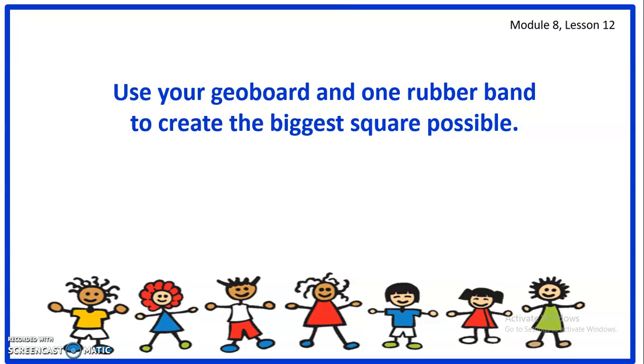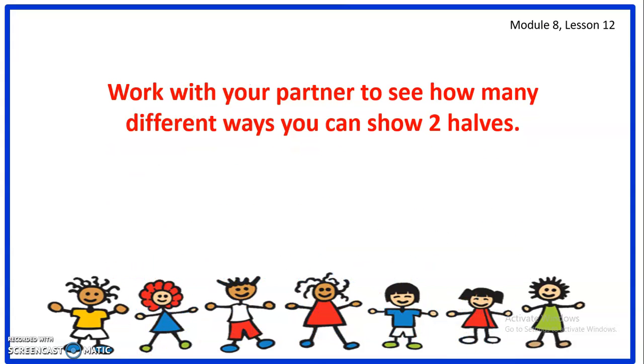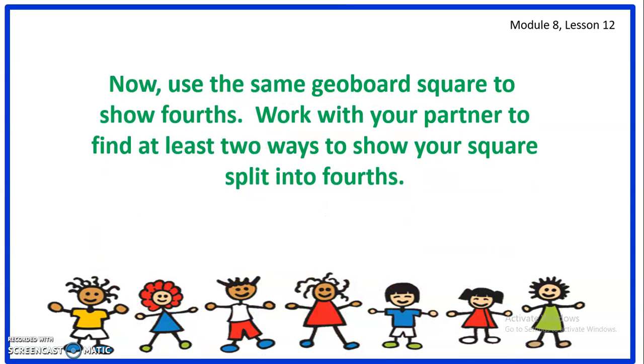Now using your geoboard, use bands to create squares. Meaning you can do this in class using a pencil also to create squares, big ones and small ones. After drawing your squares, you divide these different squares into halves to show 2 halves. Do the same to show fourths. You split your square into 4 equal places, fourths.